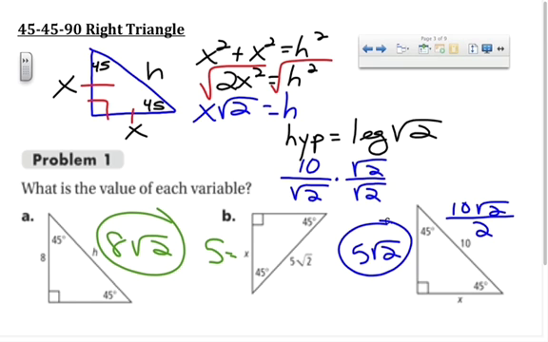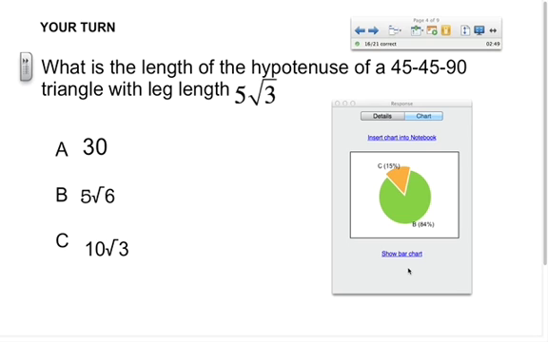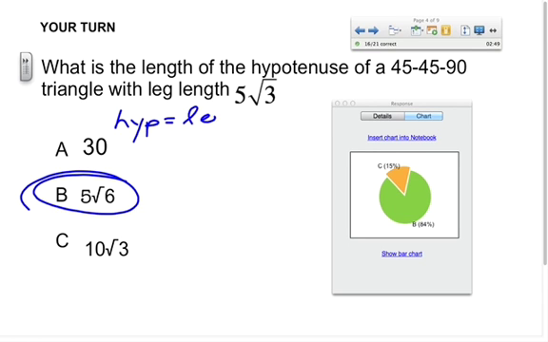And there's a your turn for this. Please work through that. 84% of us got the correct answer. Correct answer is B. Alright, so of course I'll explain this to you. In your notes, you have that the hypotenuse equals the leg times radical 2.